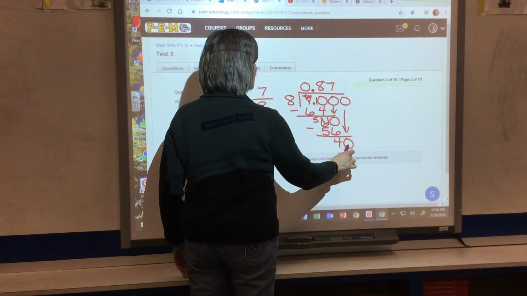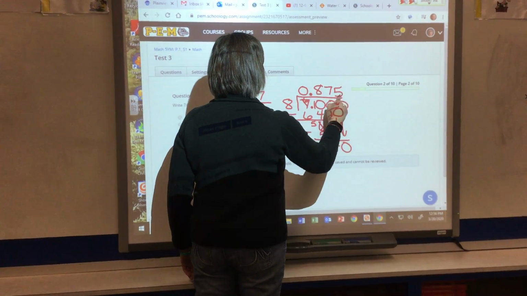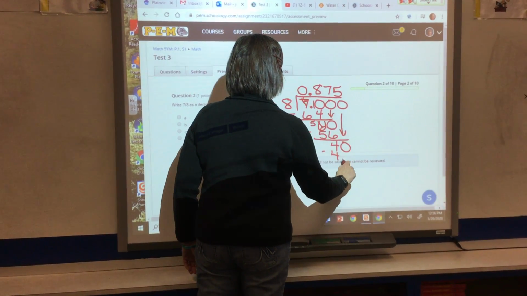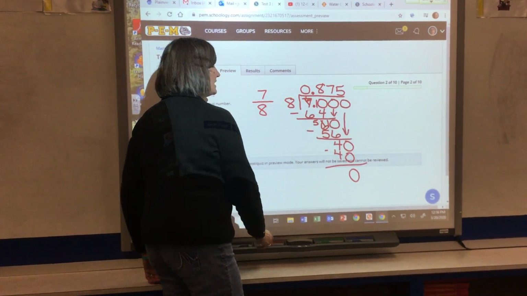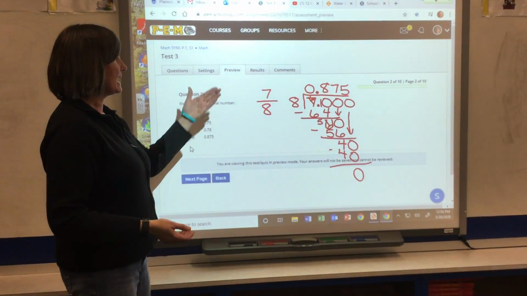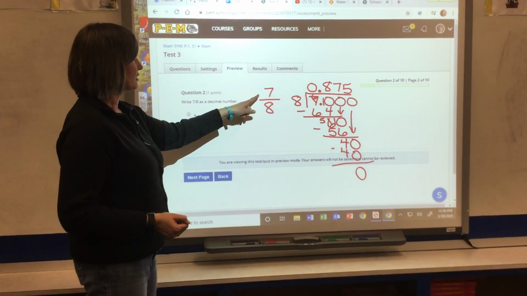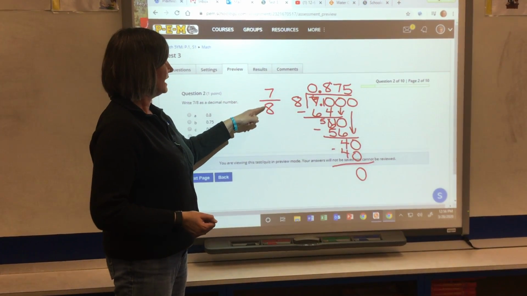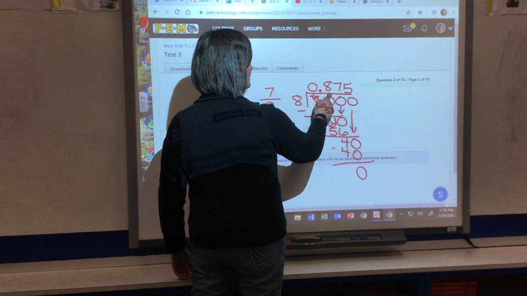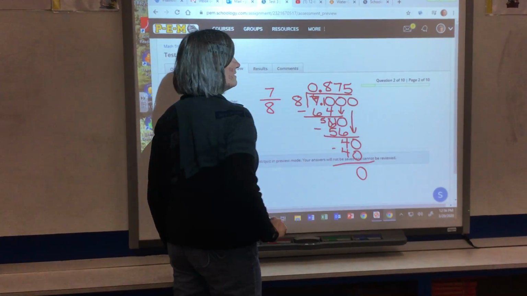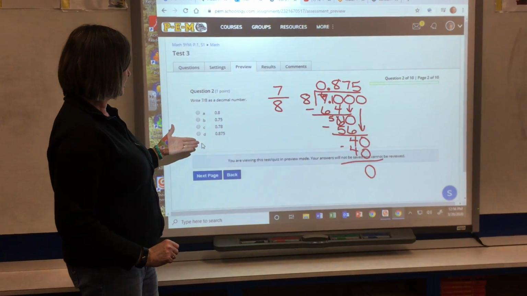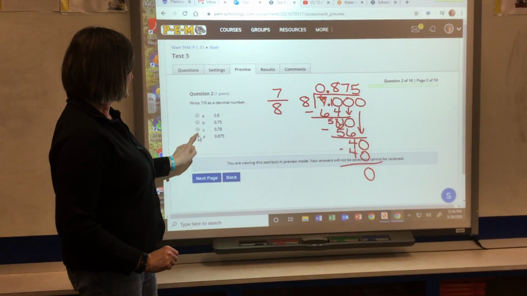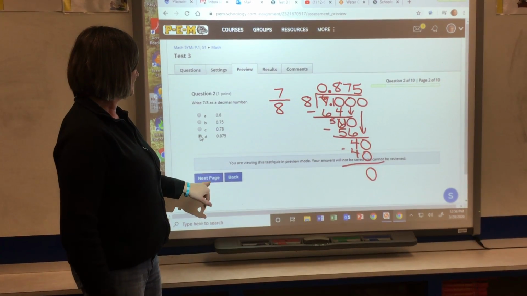How many times does 8 go into 40? 5 times. What is 5 times 8? 40. And what is 40 minus 40? 0. Because I have a 0 there, I know I am finished, and that is my final answer. So as a fraction, 7/8 is equivalent to the decimal 0.875, 875 thousandths. Looking at our answer choices, that's letter D, 875 thousandths.